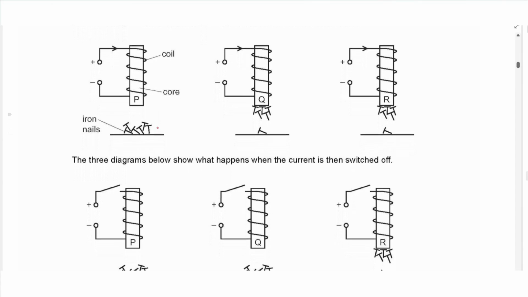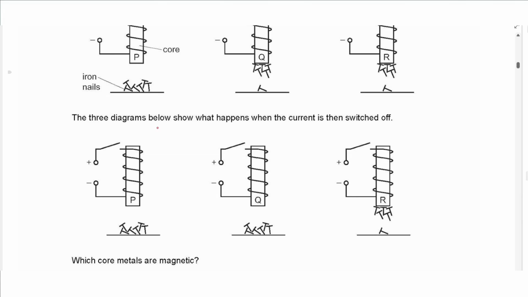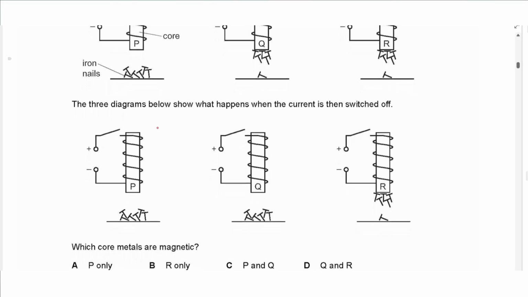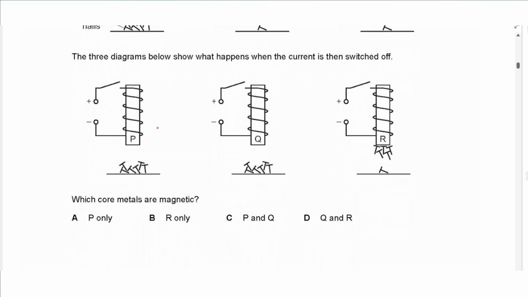material. And the three diagrams below show what happens when the current is switched off. So when we switch off the current, P still not attracting the nails, Q lost its magnetization, and R remained magnet, so it's a hard magnetic material. Which core metals are magnetic? That's Q and R, which attract the nails. So the answer here is D.